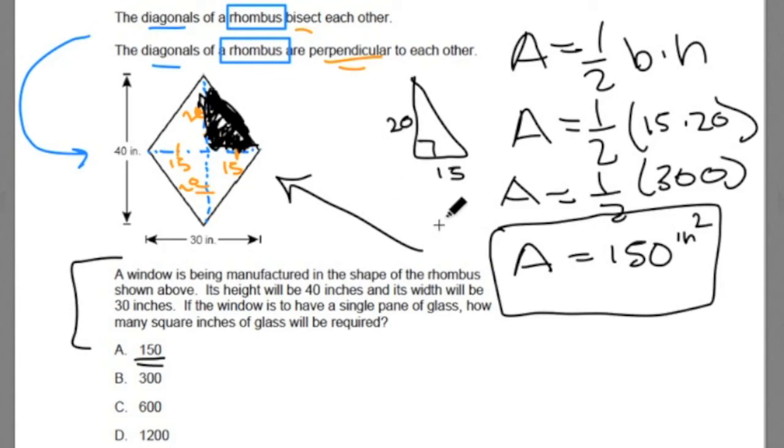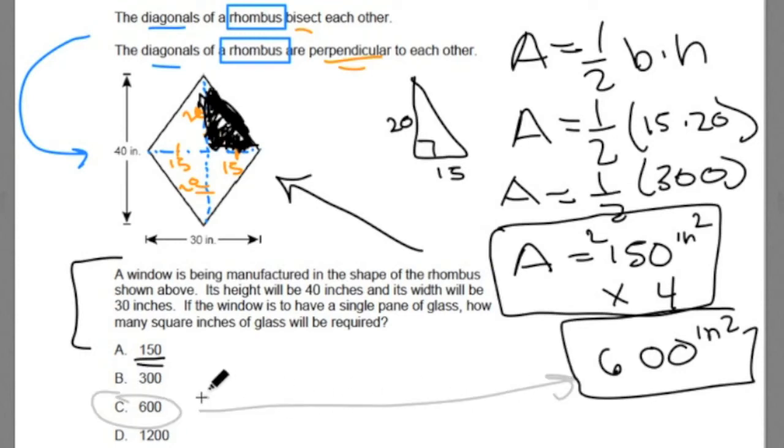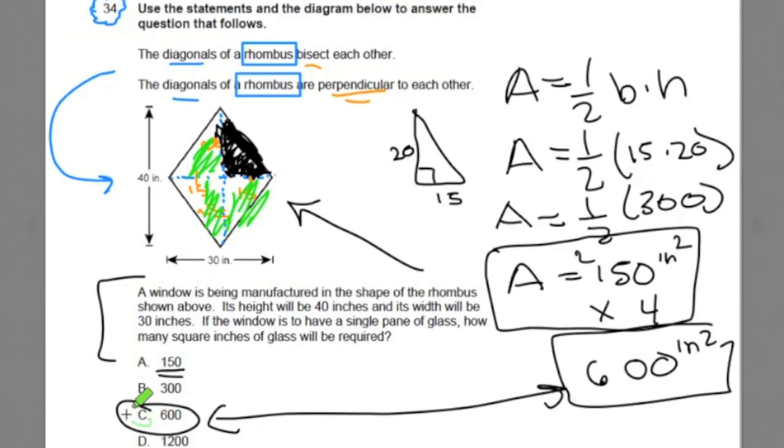We got to remember that there's four of those. Each is 150. So if there's four of those glass panes, each one's 150, I'm going to do 150 times four. We got 600 what? 600 inches squared. That's the area of the total single pane, meaning the area of not just one triangle, but all of them. This one here, and this one here, and this one here. Okay, team, the answer here is C.